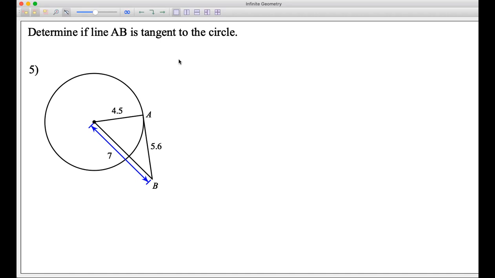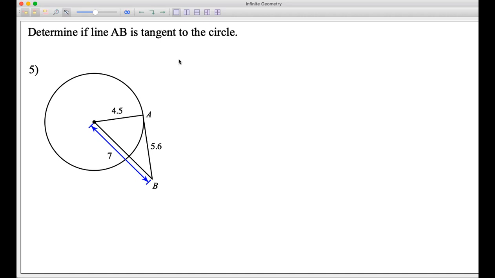4.5 squared plus 5.6 squared does not equal 49. What does it actually equal? 51.62. Okay, not 49. So it is not a tangent. If it was a tangent, what would we have gotten? 49. We would have gotten 49. Do you understand the logic of this question, everybody? Yes. Easy or hard? Easy. Forgetting your calculator might be a little more challenging, but yeah, this is pretty easy, right?